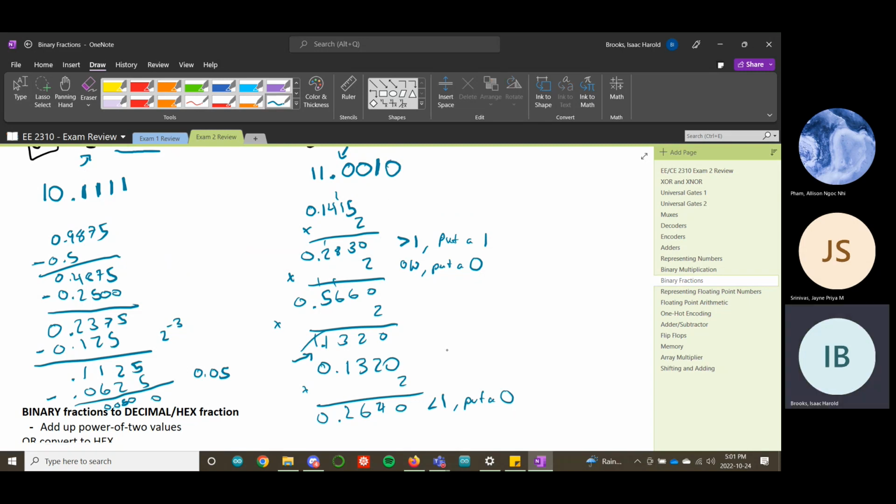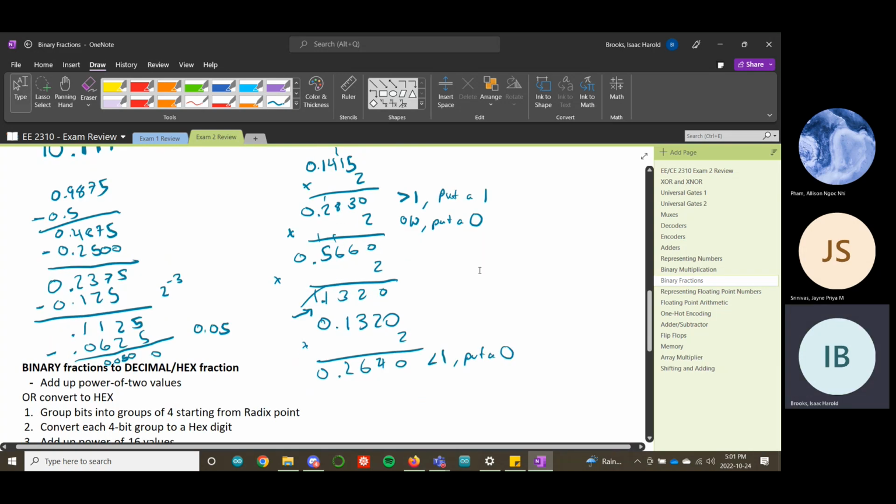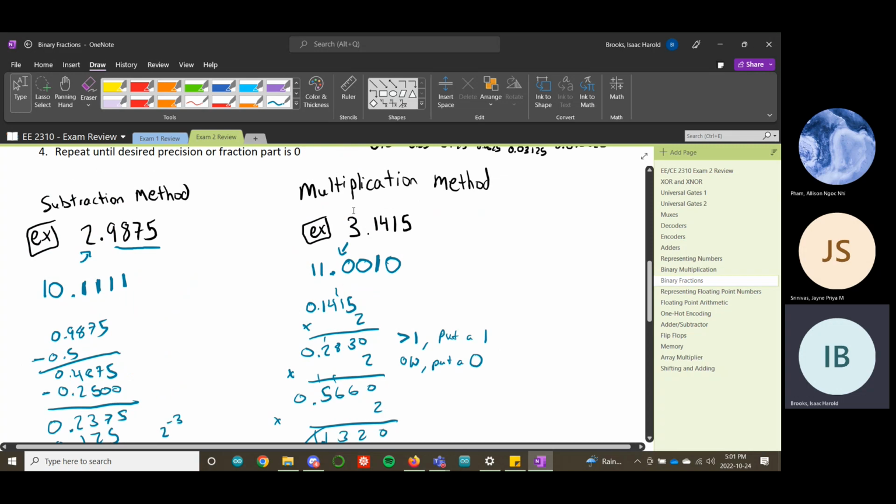So I think this method is easier. You can continue going for however many decimal points, or binary points, you need to reach your desired accuracy. But I think this method is easier because you don't need to remember all the powers of 2. You could just write down and make yourself a key, but this method is probably a little bit simpler in the general case. So those are 2 methods of converting a decimal fraction into a binary fraction.